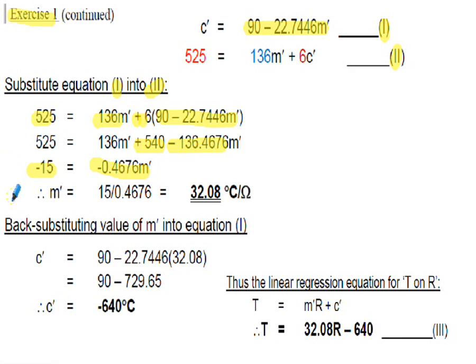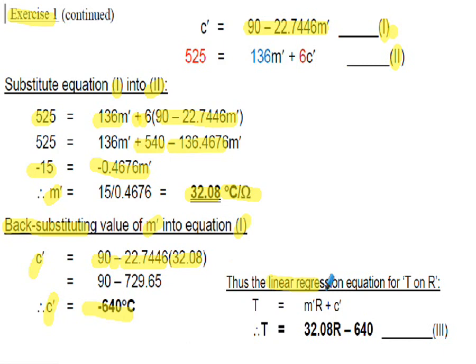Simply dividing both sides by the 0.4676 and ignoring the negatives because they cancel on either side, m dash is equal to 32.08 degrees C per ohm. If I now back substitute the value of m dash into the equation 1 above, I get c dash is equal to 90 take away 22.7446 times by the m dash value of 32.08. That gives me a c dash value of minus 640 degrees C.